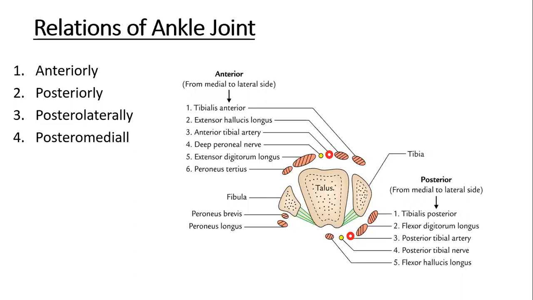Here we have the muscles of the lateral compartment of the leg. Superficial muscle is the peroneus longus, and then deep muscle is the peroneus brevis. So these are the relations of the ankle joint, and this is all about the ankle joint.